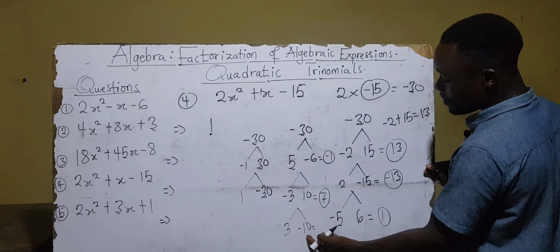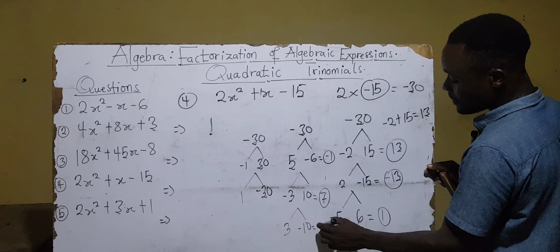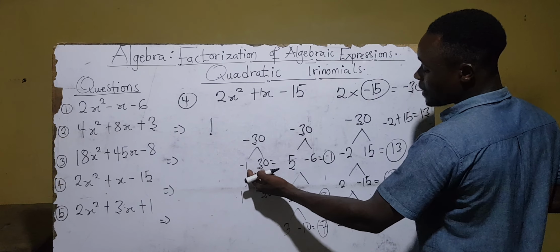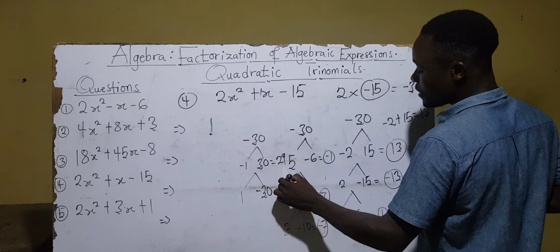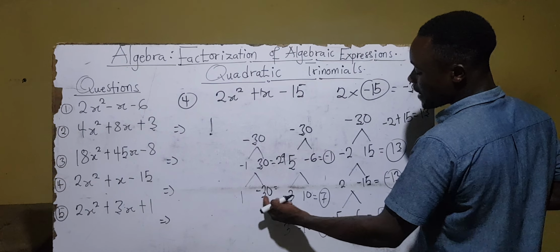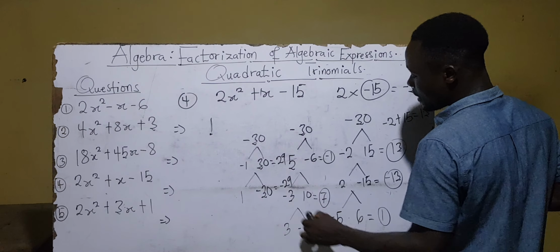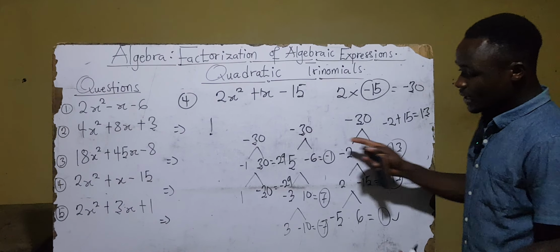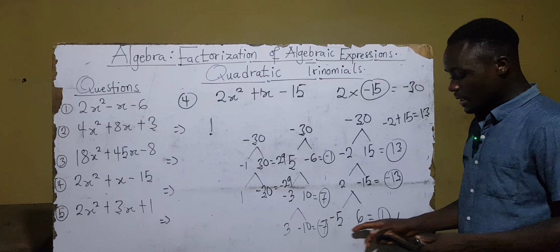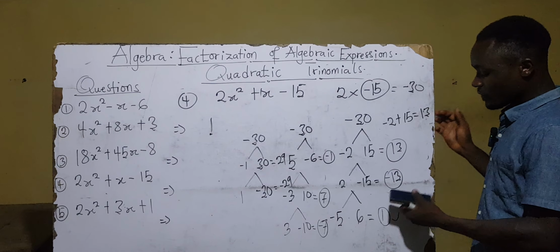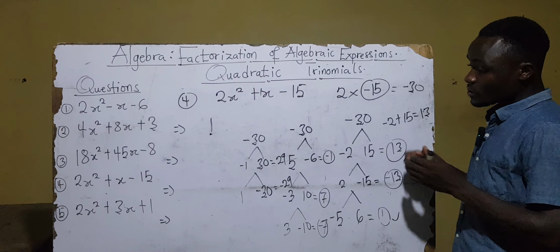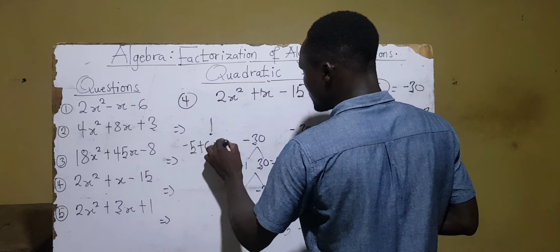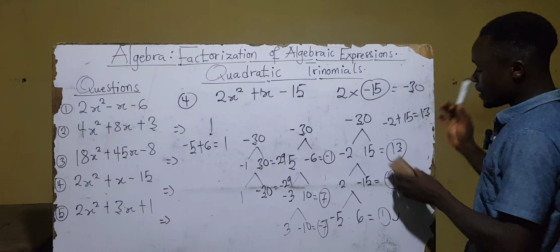Now 3 plus negative 10 gives us negative 7. This one too will not work. And negative 1 plus 30 gives us 29. And 1 plus negative 30 gives us negative 29. So that means it is only this one that will work for us. Among the factors, it is negative 5 and positive 6 that will work. So we are going to pick negative 5 plus positive 6, which gives positive 1.